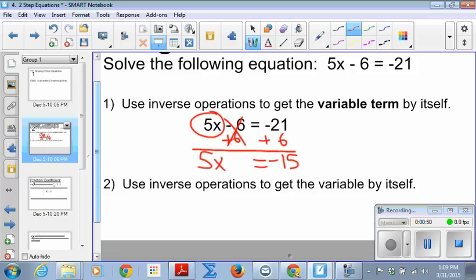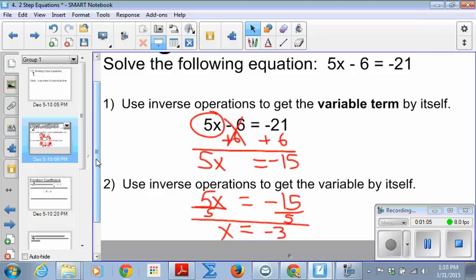And from there, inverse operations to get the variable by itself. So 5x equals negative 15. We want x to equal something, so we divide both sides by 5. X equals negative 3. So get the variable term by itself, get the variable by itself. Those are your two steps.